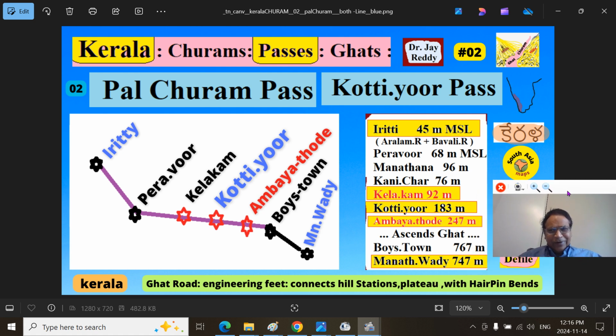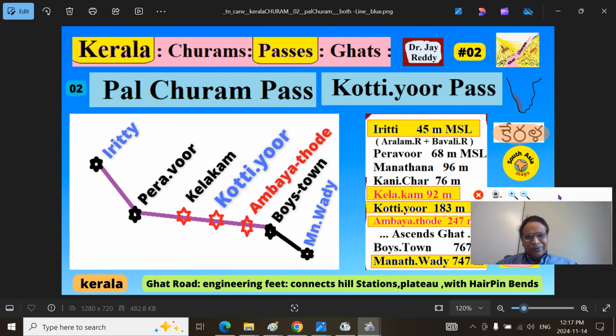After this presentation, I will initially go over the important towns from Iritty to ManathWady, that is the prominent urban center in the Wayanad district, the others being Kalpetta and Sultan Battery, and ManathWady to Iritty, crossing the KottiYoor Churam or pass.